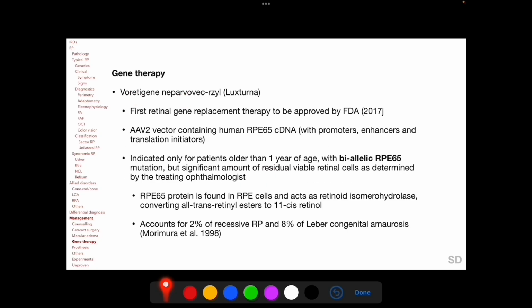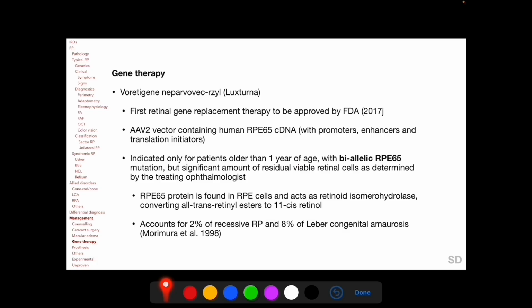Voretigene neparvovec was the first retinal gene replacement therapy to be approved by FDA. It employs an adeno-associated virus type 2 vector containing human RPE65 cDNA with additional gene fragments functioning as promoters, enhancers, and translation initiators. This drug is indicated only for patients with biallelic RPE65 mutation who are older than 1 year of age and have a significant amount of residual viable retinal cells.